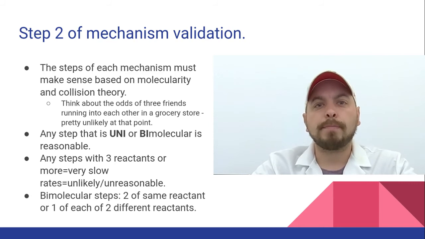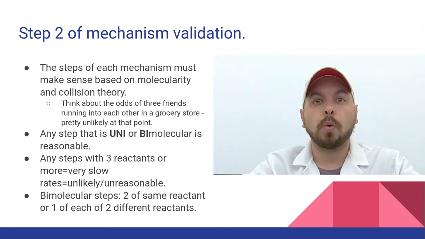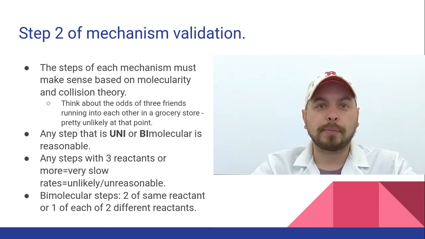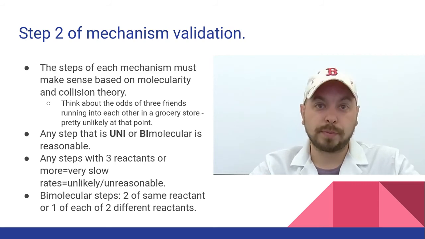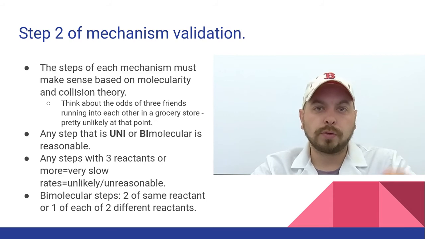So when I'm looking at a mechanism, I need to make sure that each step of the mechanism is either unimolecular, which means 1 reactant, or bimolecular, which means 2 reactants. And remember, when I say 2 reactants, that could be 2 of the same species or 2 of different species, or 1 of each of different species, should I say. Anything trimolecular or termolecular or above is unreasonable. So we've gone over the first 2 things. Let's look at how that example meets the second criteria, molecularity.